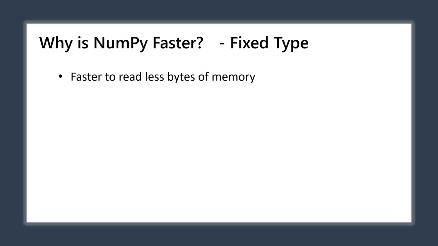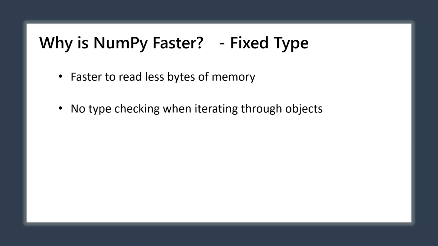Another reason that I didn't specifically say is that when we're iterating through each item in a NumPy array, we don't have to do type checking each time. In Python built-in lists, you could have a list of an integer, then a float, then a string, then a Boolean, and you'd have to check each element you're looking at to see what type it is. But with NumPy we don't have to do that. So another reason it's faster is that there's no type checking when iterating through objects.